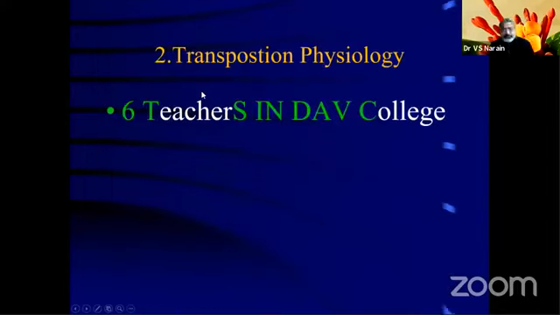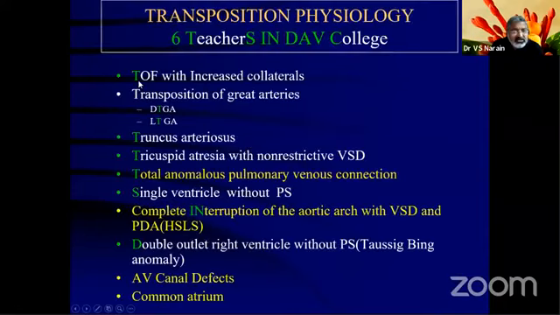Now, what are the anatomical variants within transposition physiology? Once again, the mnemonic that I have used and I teach my students is 6 teachers in DAV college. And what are these 6 teachers? Tetralogy, DNL transposition, truncus arteriosus, tricuspid atresia, without pulmonary stenosis. With 5 TDS, they were with pulmonary stenosis. Here, they are without pulmonary stenosis.